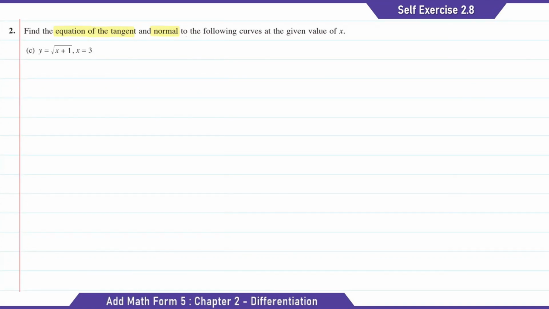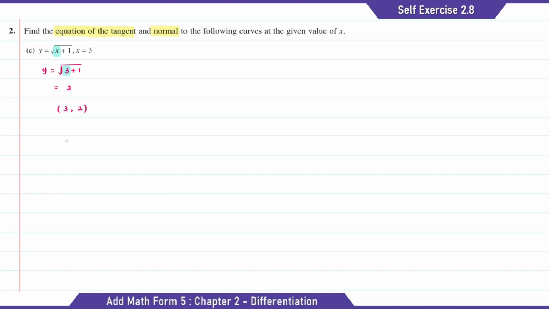Question C. To find the coordinates of the point, substitute x equal to 3 into the equation. Then y equal to the square root of 4, which is 2. Then the coordinates will be (3, 2).